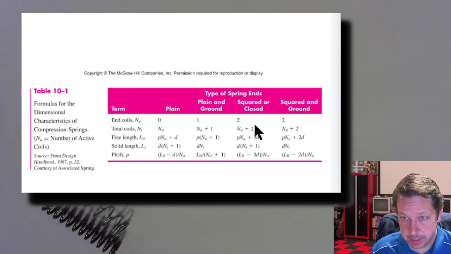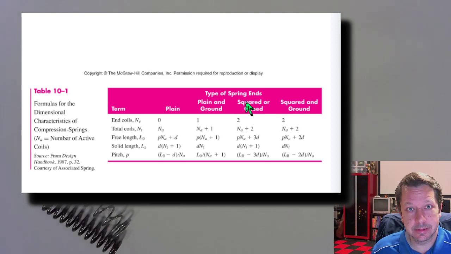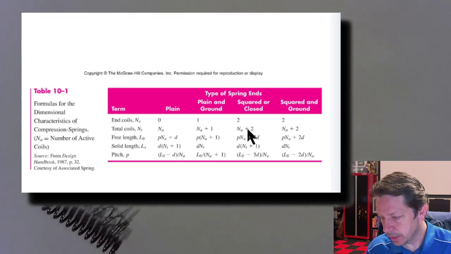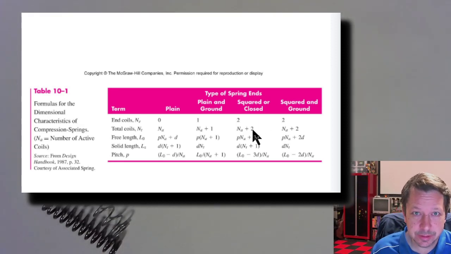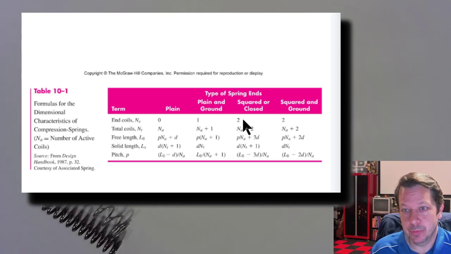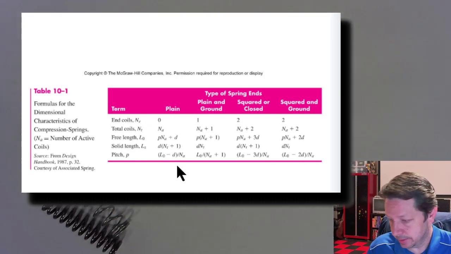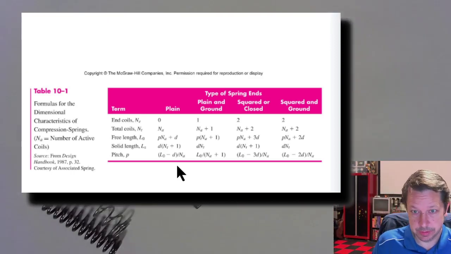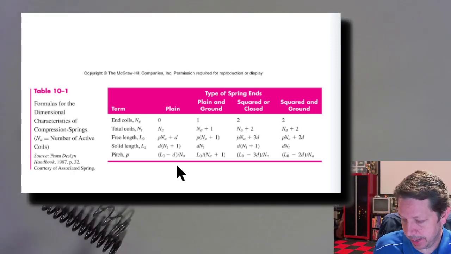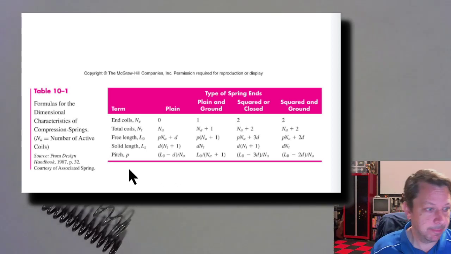But they're assuming that for the squared end springs, there are two dead coils. But some springs are going to have more than that, some will have less than that. You can have fractions of coils that are dead and active. We're just going to use what the book has as the general guidelines, though. But be aware that these are just general guidelines, and your actual spring might have a different number of active and dead coils on it.